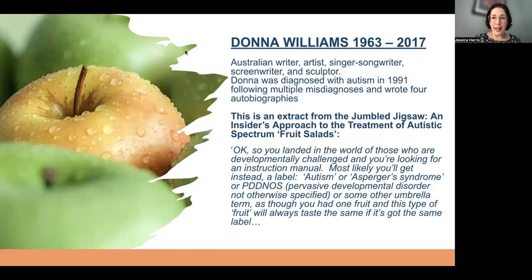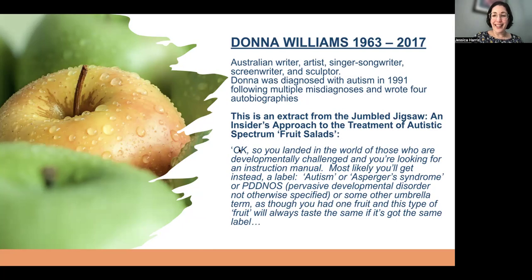I'm going to introduce you now to the wonderful Donna Williams, who sadly died in 2017. Donna Williams was an Australian writer, artist, singer-songwriter, screenwriter, and sculptor. Donna was diagnosed with autism in 1991 following multiple misdiagnoses, and Donna wrote 4 autobiographies. This is an extract from The Jumbled Jigsaw, an insider's approach to the treatment of autistic spectrum fruit salads. It's a really wonderful analogy, so I'm going to read it to you now.